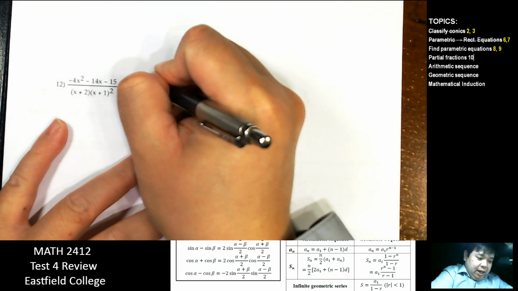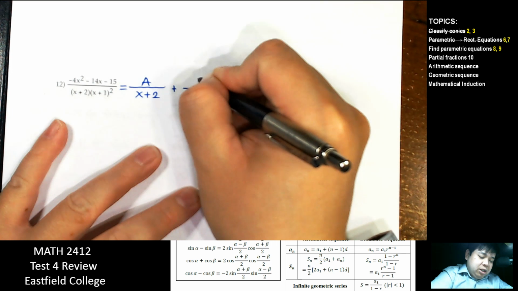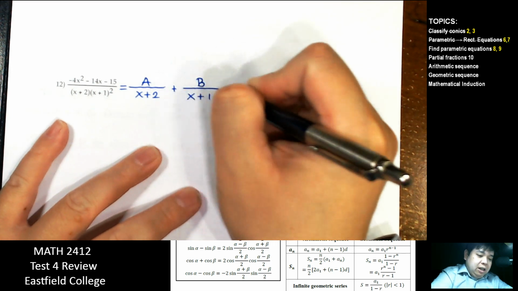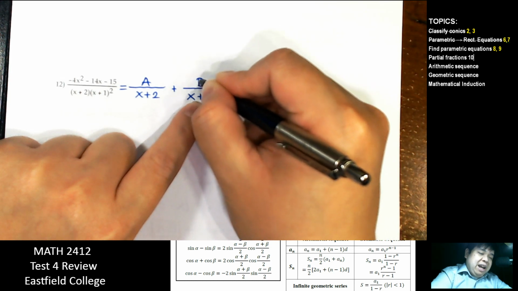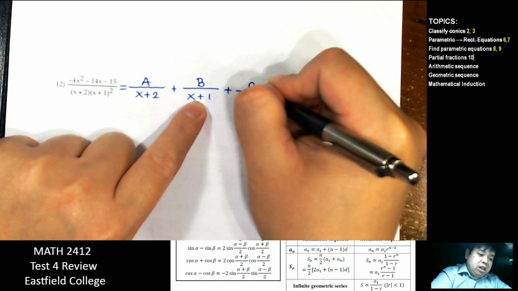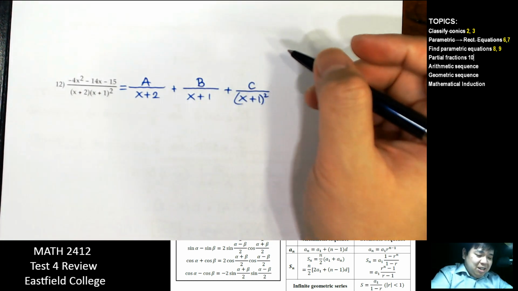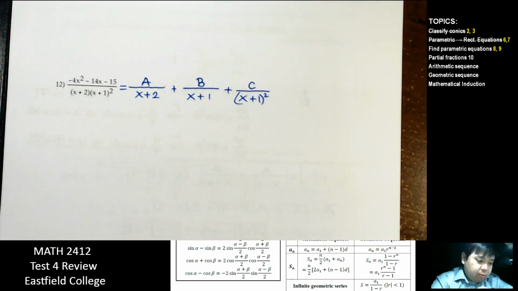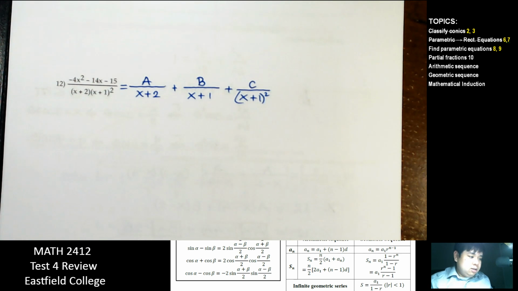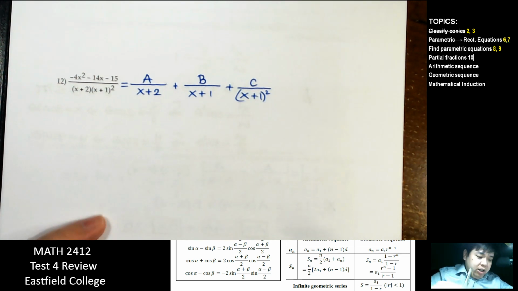Now that is A, over here just B, and even though this has the square, it will have the same form as this, so it will be just C and not Cx plus B, just C. Right. And then the same way, multiply by the common denominators.